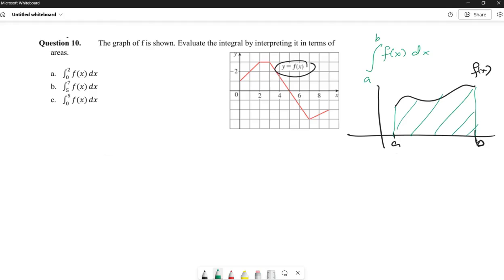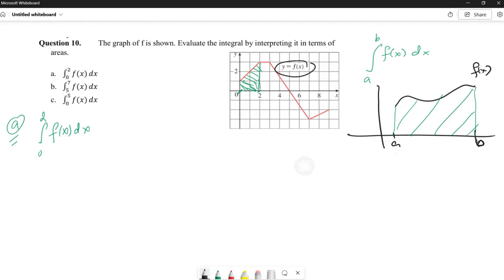Okay, now they are asking in part A, the integral from 0 to 2 of the function. 0 is here, 2 is here, so the integral from 0 to 2. So the area under the curve, which is the red line, from 0 to 2 enclosed between the x-axis. That is what we need to find.